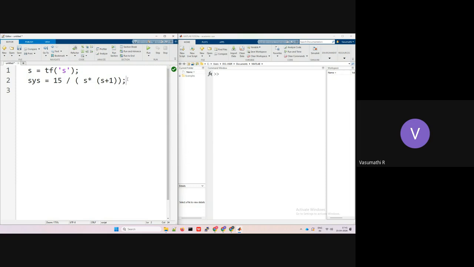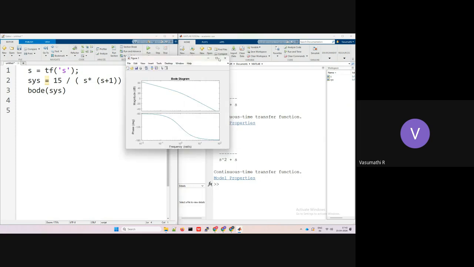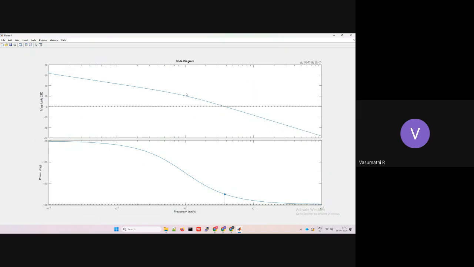Now I have a transfer function. So if I run this, this is my transfer function, 15 divided by s square plus s. The next step is to find the Bode of the transfer function. So bode of system. I'm running this. Yeah, so I got it. If you right click on the Bode diagram and go to characteristics, all stability margins, you will see that the gain margin is infinity and the phase margin is around 14.7. There is no dot here, so it is infinity.